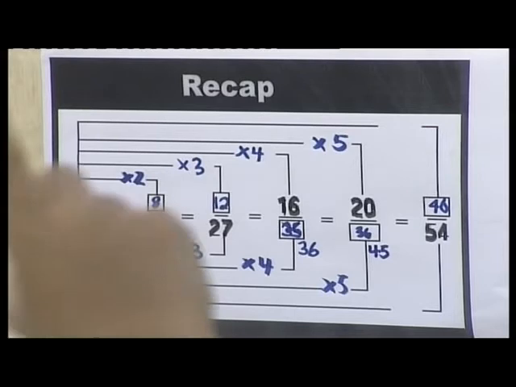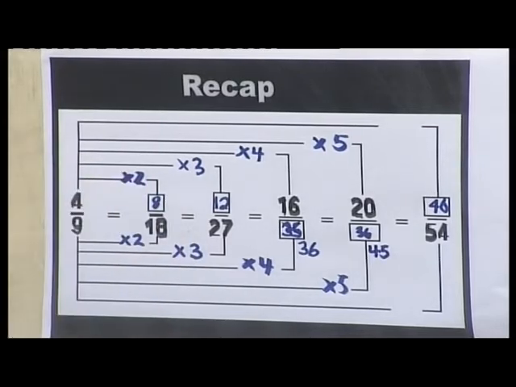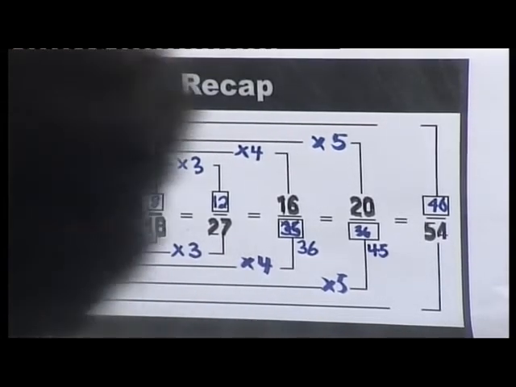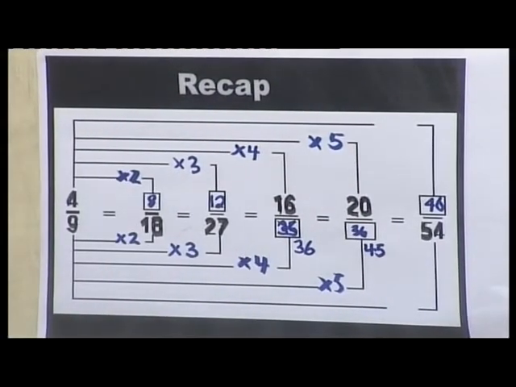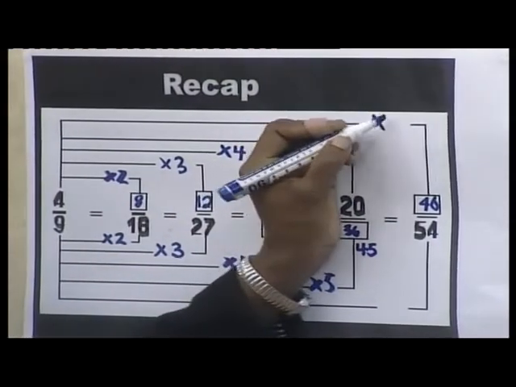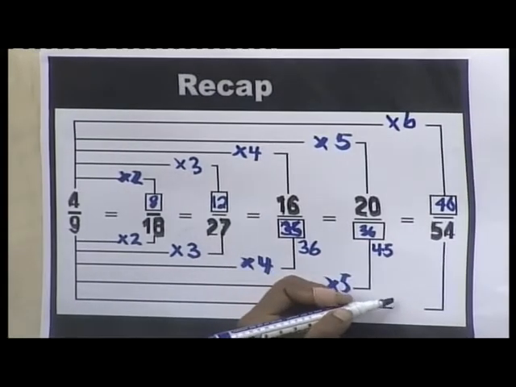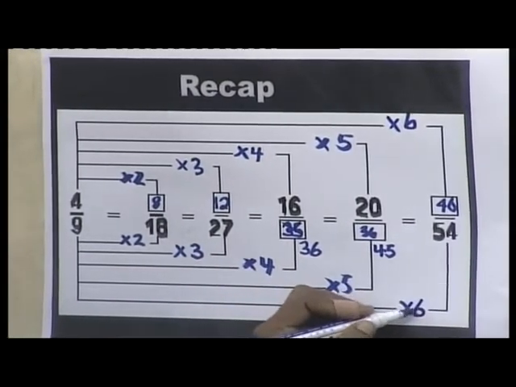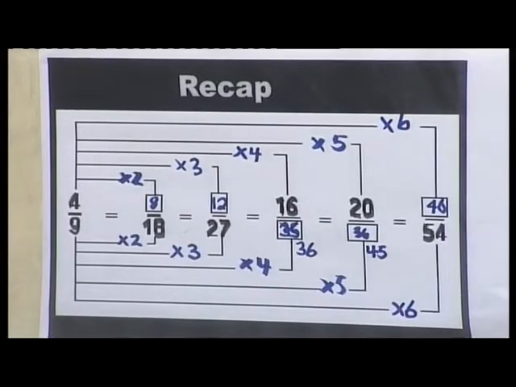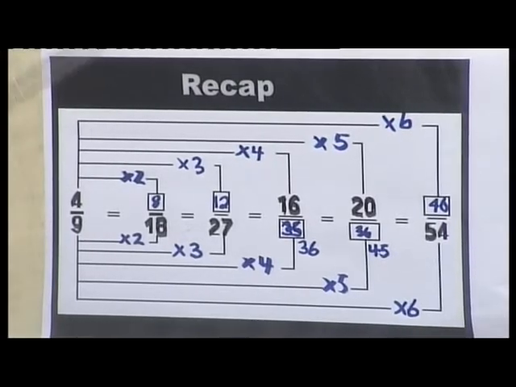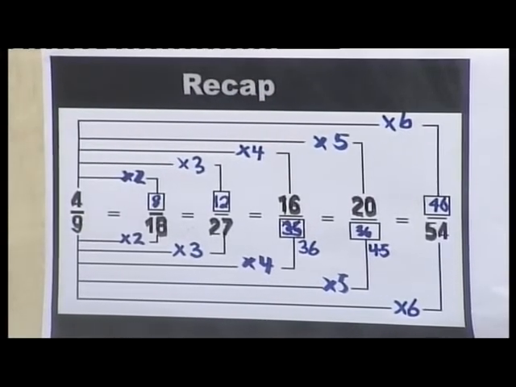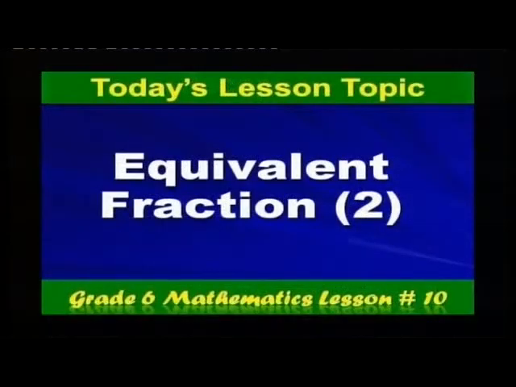And the last one, class. What is the number that our friend has used in order to get the last equivalent fraction to 4/9? Class? Times 6. So this is what you have, or should have written in your book, following the other steps that you have learned in your previous lesson. So these are the 2 exercises that I asked you to complete. We will now move on to our lesson topic for today.